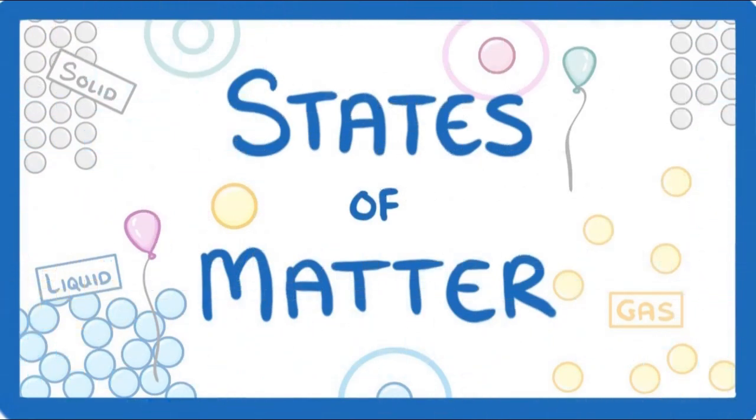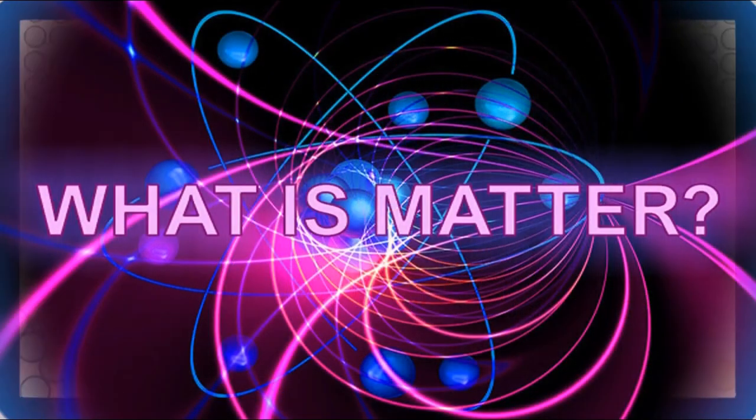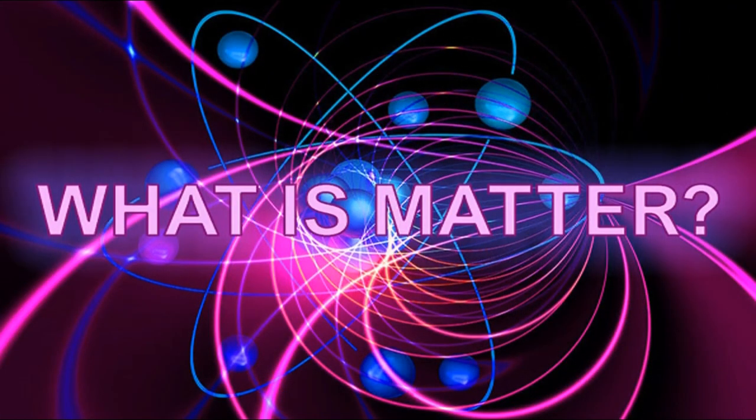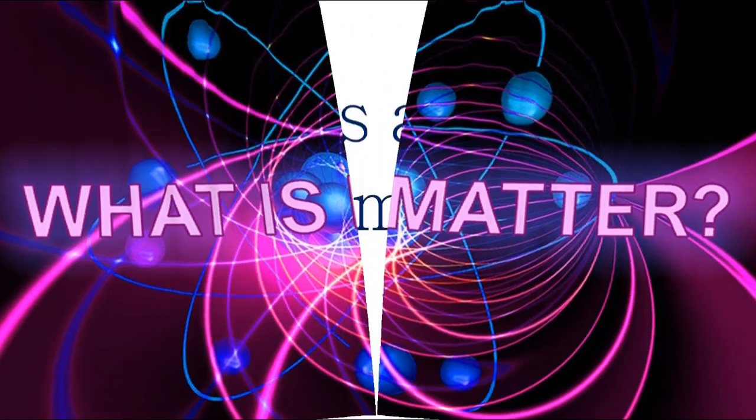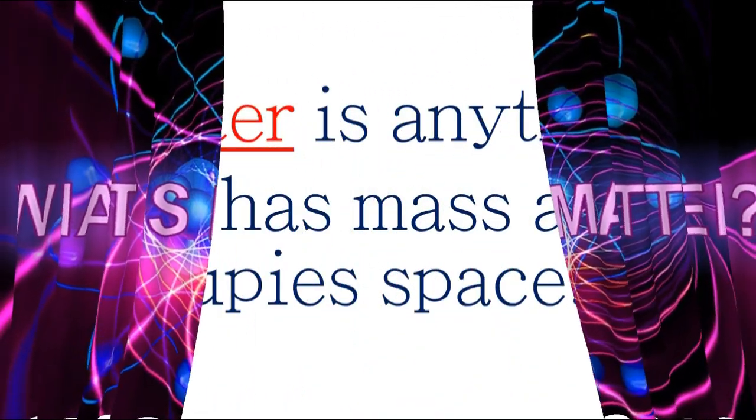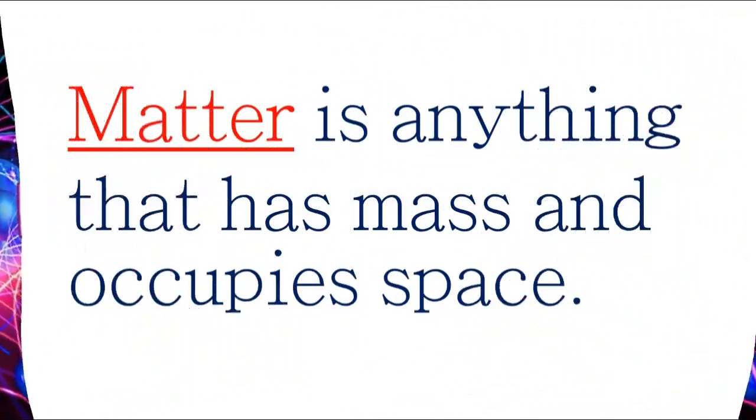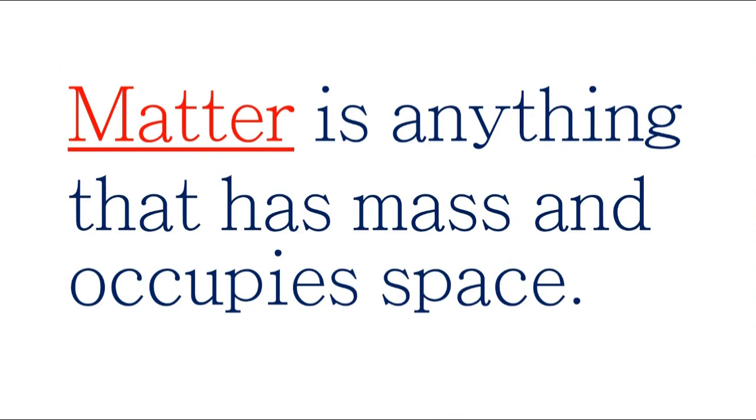Today we will learn about states of matter. What is matter? Let us define what is matter. Matter is anything that has mass and occupies space. Again, please read with me. Matter is anything that has mass and occupies space.